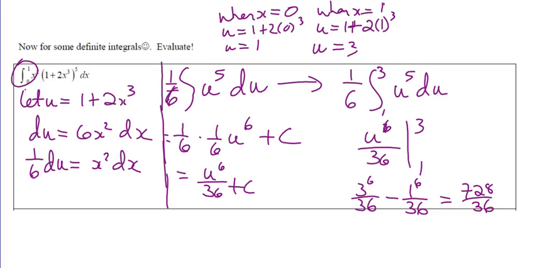Oh, see, I left it on the sheet at 728 over 36, but it does reduce. 18, what's half of that? 2 into 728. 3, 6, 12, 6, 4, 364. Something over 9, half of that will be 182. 182 over 9, I think. Is it? I just left it. Yeah.